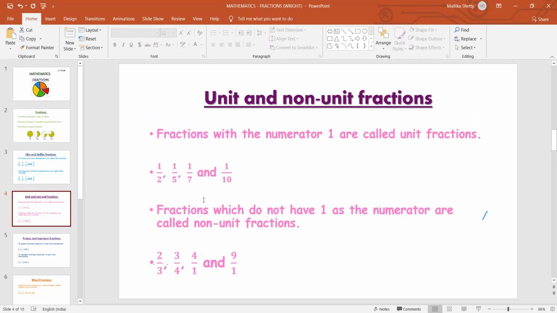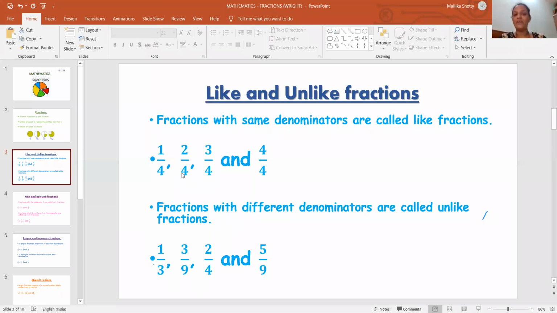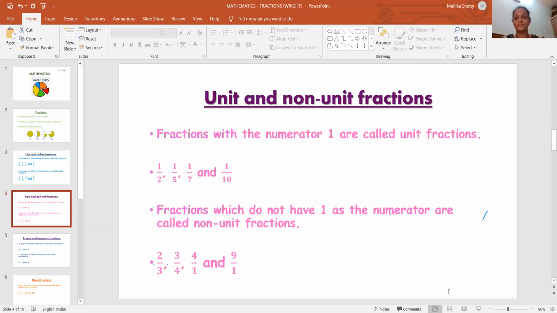Fractions which do not have 1 as the numerator are called non-unit fractions. For example, 2 by 3, 3 by 4, 4 by 1, 9 by 1. No matter if their denominator is 1, if their numerator is not 1, that means they are non-unit fractions. Okay. In that case, I'll come back to this slide. Now, 1 by 4, is it a unit fraction? 2 by 4, is it a unit or non-unit? Non-unit. 4 by 4, non-unit. 3 by 3, non-unit. Correct? Everybody understood? Ania, Alia? Yes. Please answer. Okay.